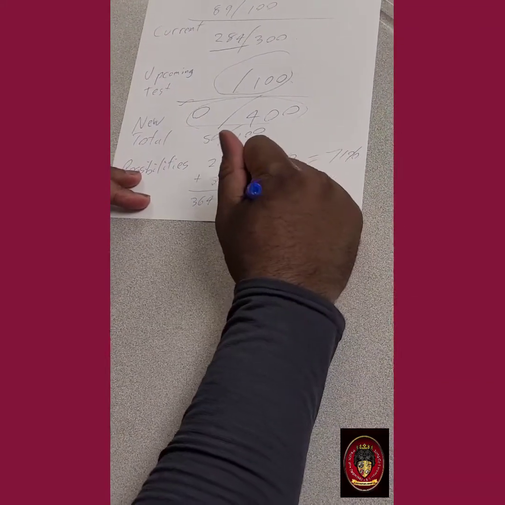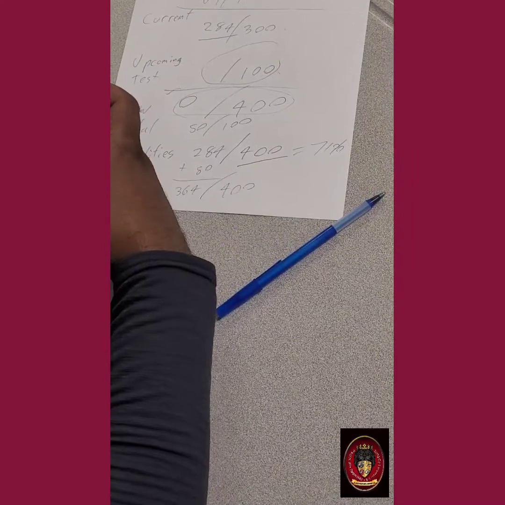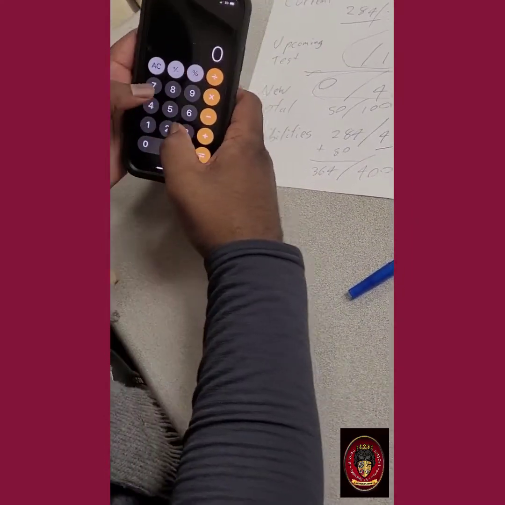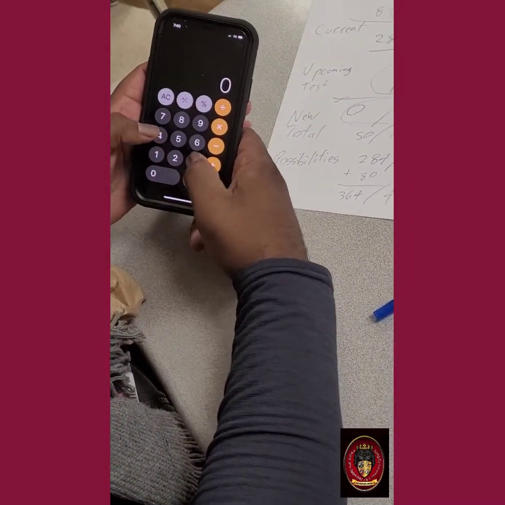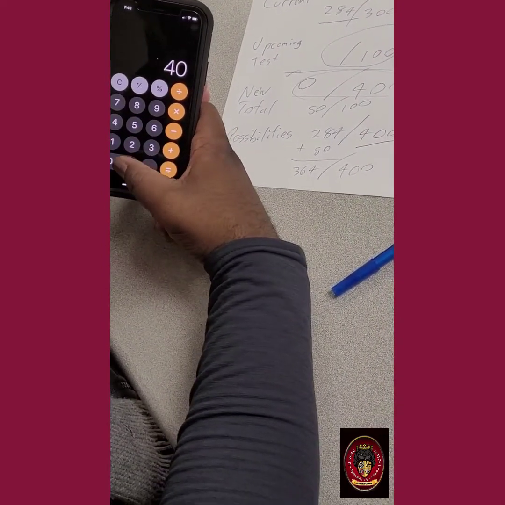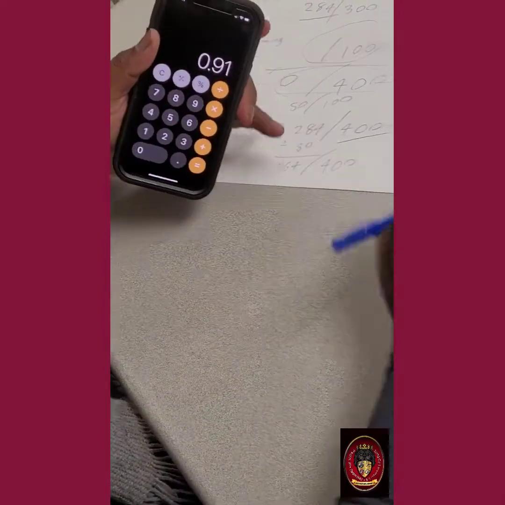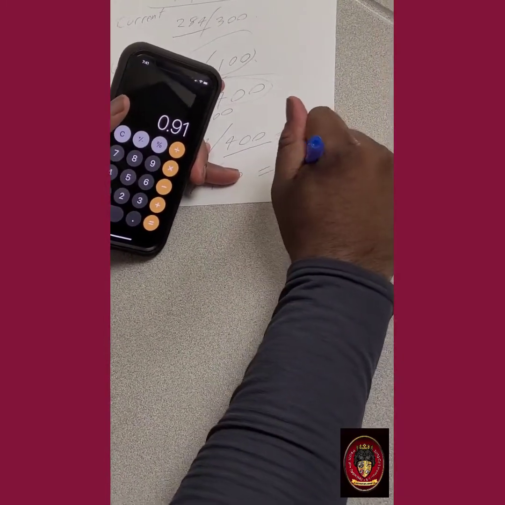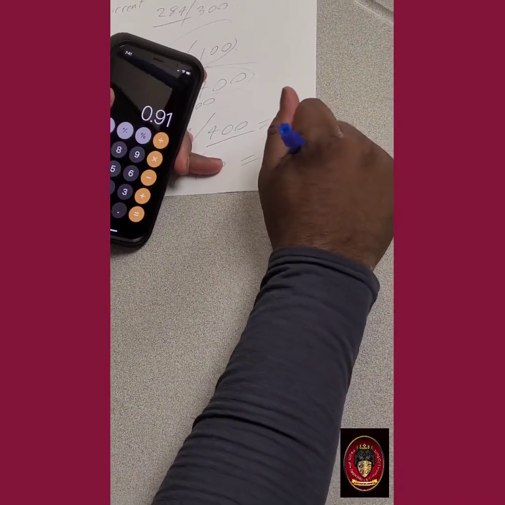Okay, so at that point, if your new total of points scored was 364, you will then divide that by 400. And in that case, your average would be 91%.